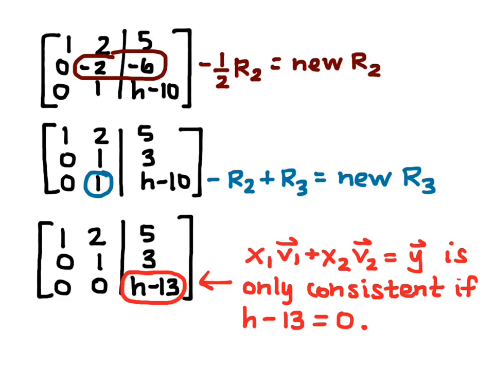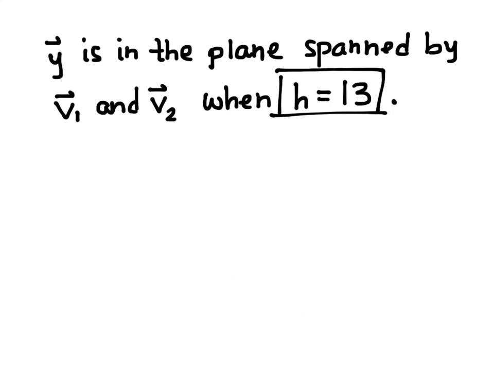So we're left with h equals 13 makes the system consistent. So y is in the plane spanned by v1 and v2 when h equals 13.